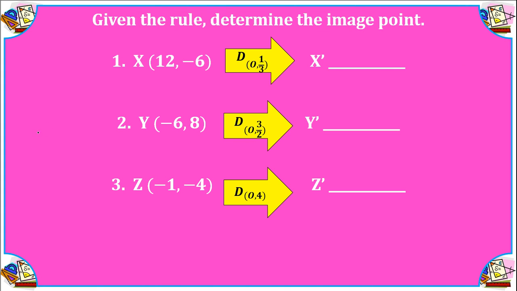Okay, now on these ones, guys, we can simply multiply the scale factor by each coordinate because our center is the origin. So we're just going to multiply everything by the scale factor. So 12 times 1/3 is 4, and then -6 times 1/3 is -2. So that's our new point. Now we're going to multiply by 3/2, and we have 2 goes into 6, 3, so that's -9. And then 2 goes into 8, 4. 4 times 3 is 12.